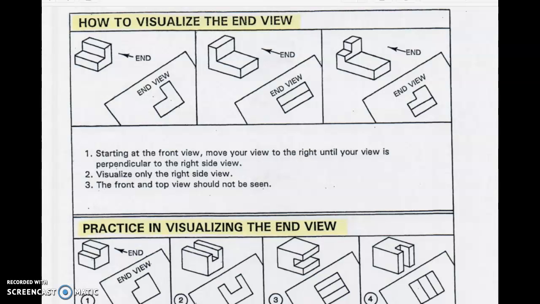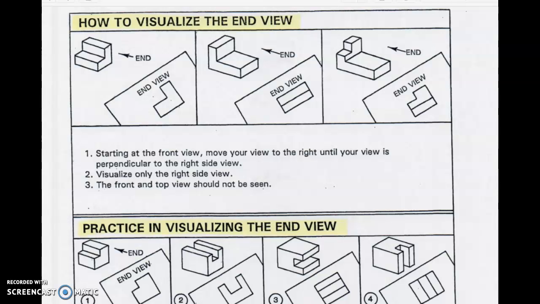So again, a lot of this is going to be review. We've done a lot of work with visualizing and identifying and shading the front view. The same for the top view that you just saw the other day. And now we're wrapping this up with the side view. So again, now we're just going to stand to the side of the object, or we're going to rotate that object in our mind to the side view. And it's going to be the right side.